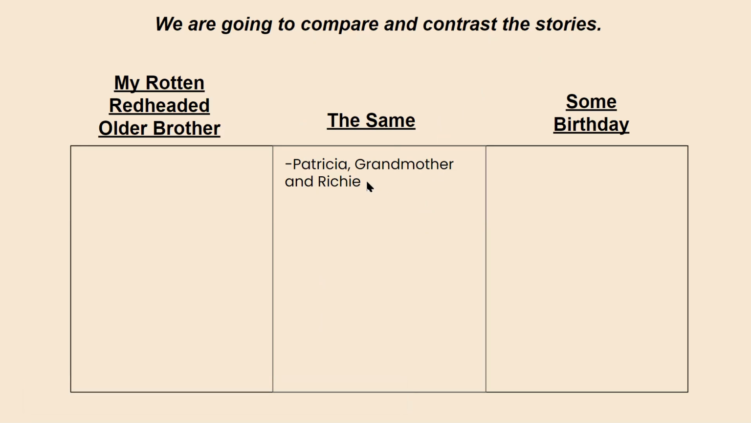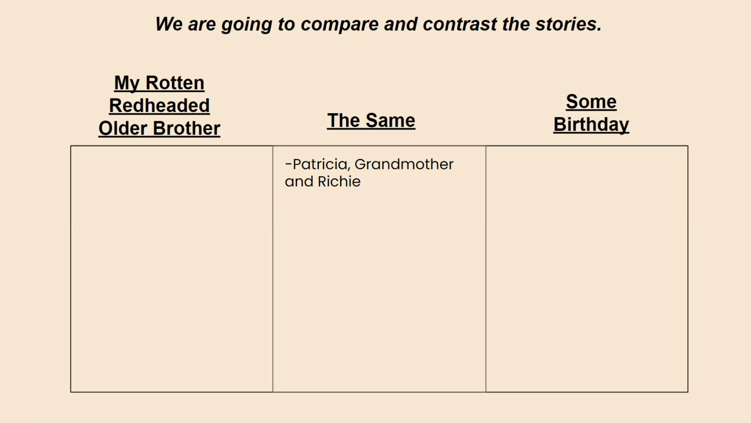I've already started here. And what I decided to do was to think about the characters in these books. In My Rotten Redheaded Older Brother, there are 3 characters. Patricia, in that book, she goes by Trish. Their grandmother, who in this book goes by Babushka or Bubby. And then Richie, Richard. So I know that all 3 of these characters are in My Rotten Redheaded Older Brother.